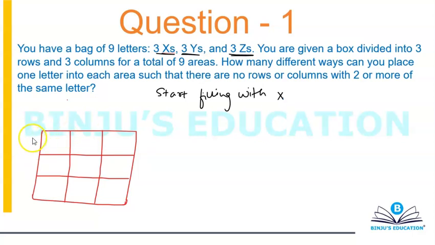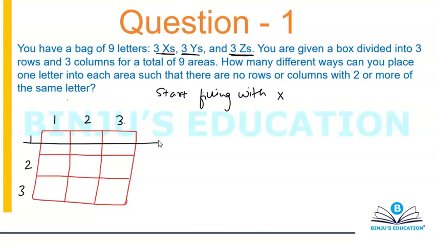Now if I start with, this is first row, second row, third row. This is first column, second column, and third column. Now if I talk about the first row, there is no condition. I simply have to place in x. So I can say x can be placed in any of the 3 positions, because I don't have to worry about second row, I don't have to worry about third row, because I'm starting with the first row.